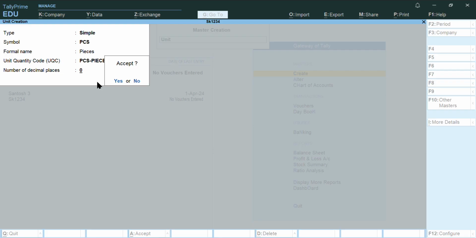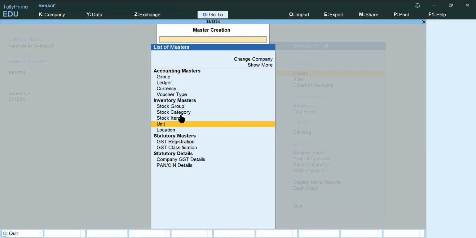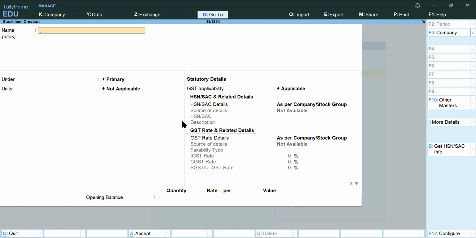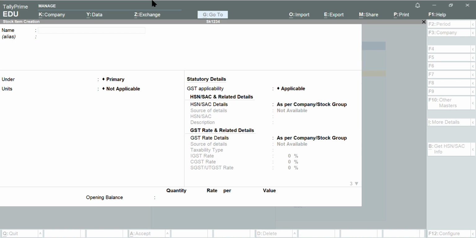So we have created units. That is fine. Okay, now go back. Now create stock items. Now our stock items are, from the question you see, Sherwani, which is in traditional wear, 500 rupees and 200 units. Okay, 1 lakh amount is given in all.